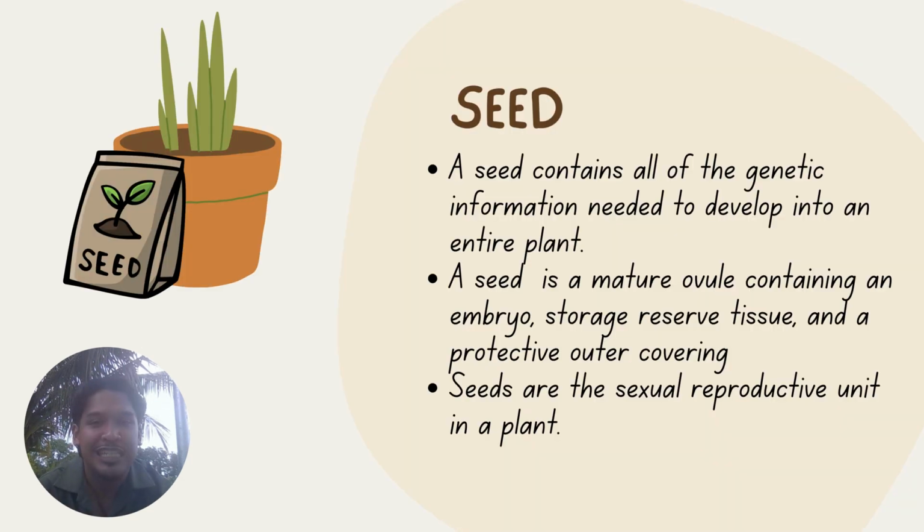Now let's go on to the seed. What is a seed? A seed contains all of the genetic information needed to develop into an entire plant. A seed is a mature ovule containing an embryo, storage reserve tissue, and a protective outer covering. Seeds are the sexual reproductive unit in the plant.